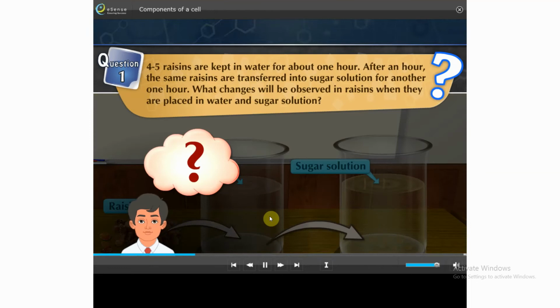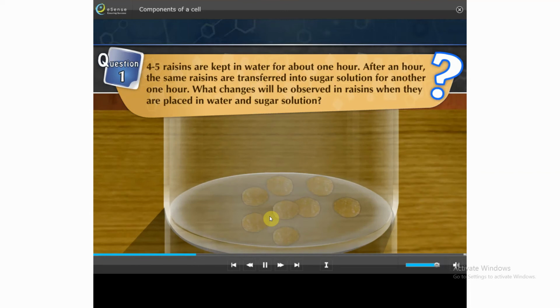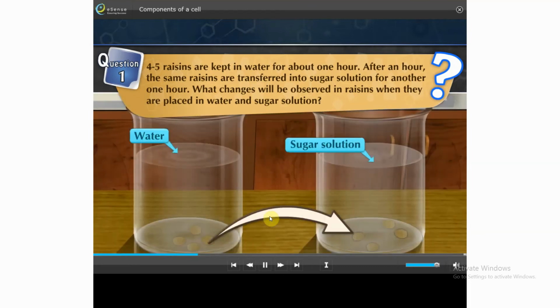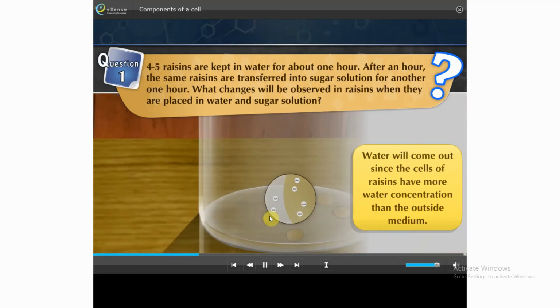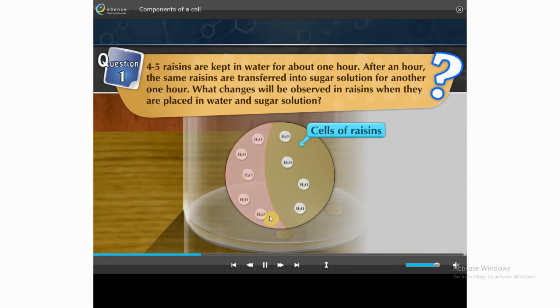When raisins are placed in water for 1 hour, the cells of raisins will absorb water from the surrounding environment and thus will swell up and become turgid. When the same raisins are transferred into sugar solution, water will come out of the cells since the cells of raisins have more water concentration than the outside medium. Due to this, the raisins will become flaccid. That is, they will shrink.